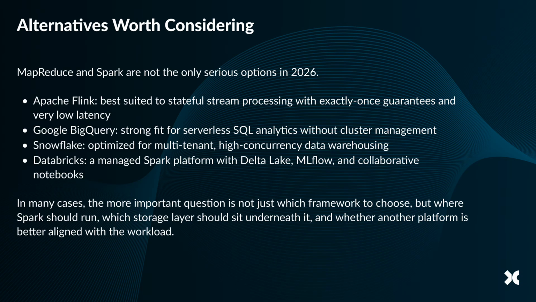Alternatives worth considering. MapReduce and Spark are not the only serious options in 2026. Apache Flink: best suited to stateful stream processing with exactly-once guarantees and very low latency. Google BigQuery: strong fit for serverless SQL analytics without cluster management. Snowflake: optimized for multi-tenant, high-concurrency data warehousing. Databricks: a managed Spark platform with Delta Lake, MLflow, and collaborative notebooks.